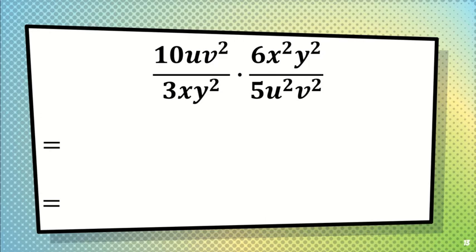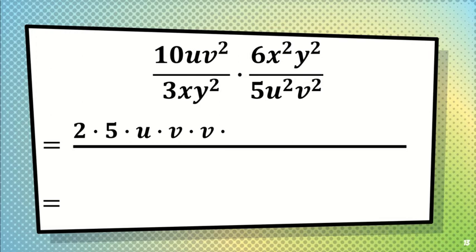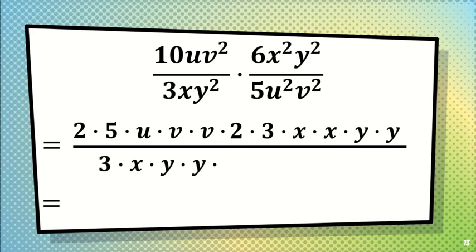You may cancel their GCF after multiplying the numerators then denominators, or you may cancel the GCF before multiplying because you will still have the same answer. Let us have the prime factors of our numerators. The factors of 10uv squared is 2 times 5 times u times v times v. And the prime factors of 6x squared y squared is 2 times 3 times x times y times y. Then for our denominators' prime factors, we have 3 times x times y times y, times the prime factors of 5u squared v squared, which is 5 times u times v times v.